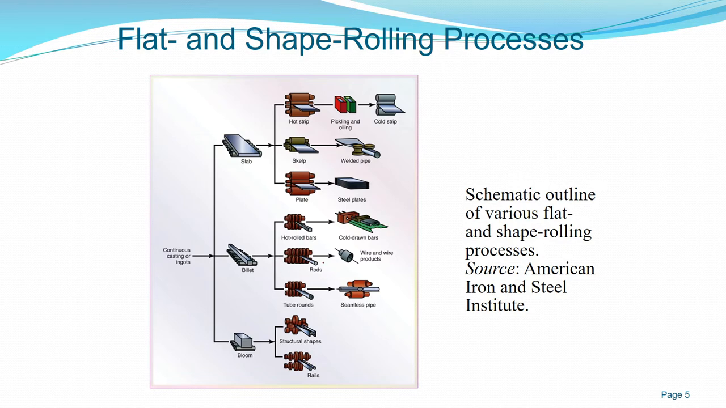From the billet, we produce smaller rods that in turn we can use to produce wire products. Or from the billet we can make round tubes and finally seamless pipes. For bloom, the product has a larger cross section than the billet, and from it we can produce structural shapes like an I-beam, or rails for trains or monorails.